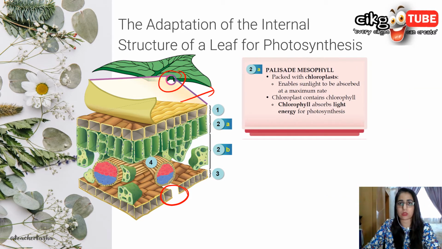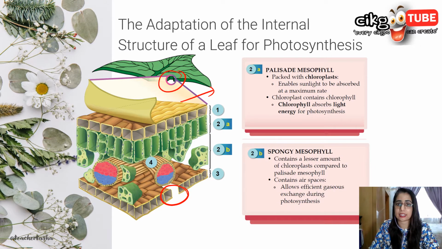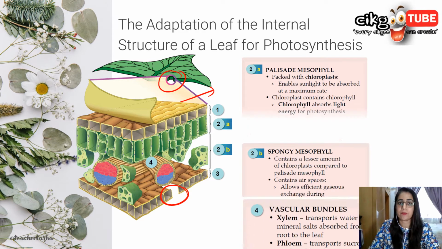And then we also have the palisade mesophyll, which I mentioned just now. They are packed with chloroplasts containing chlorophyll to absorb light energy for photosynthesis. The spongy mesophyll also has chloroplasts, but fewer compared to the palisade mesophyll, and it allows gas exchange during photosynthesis.